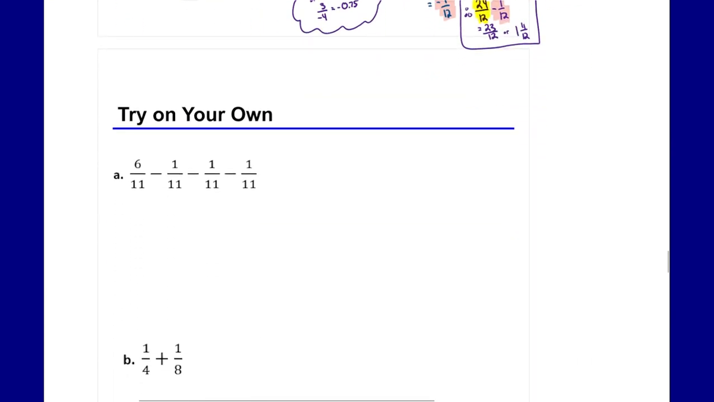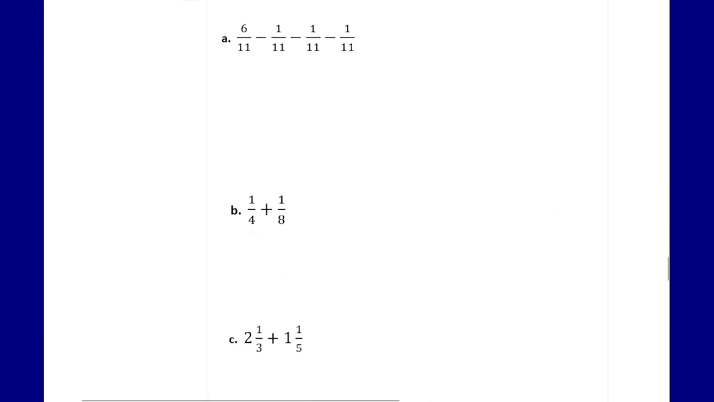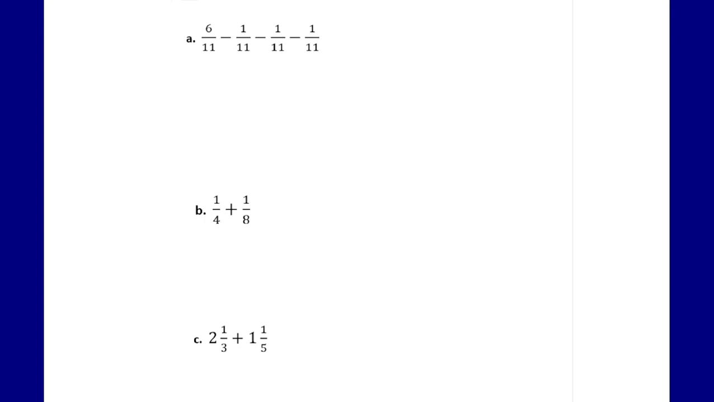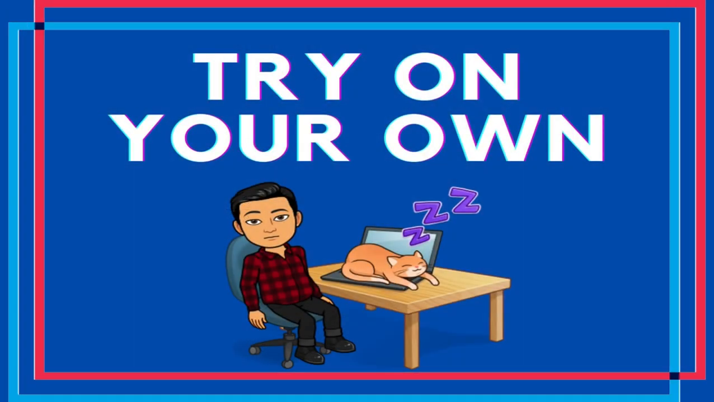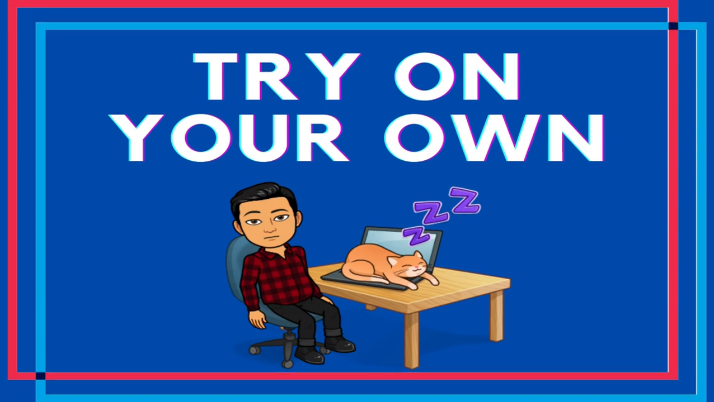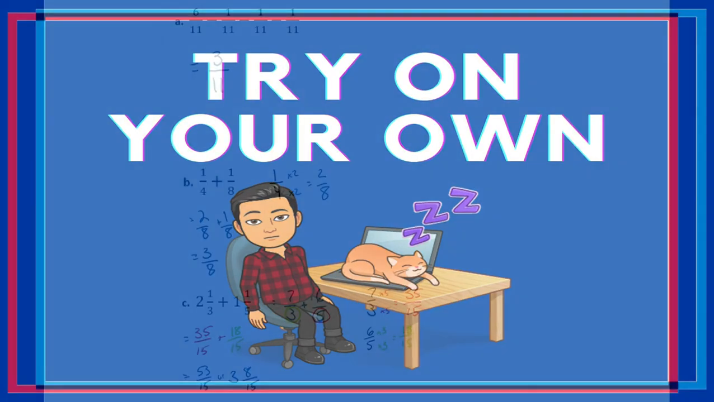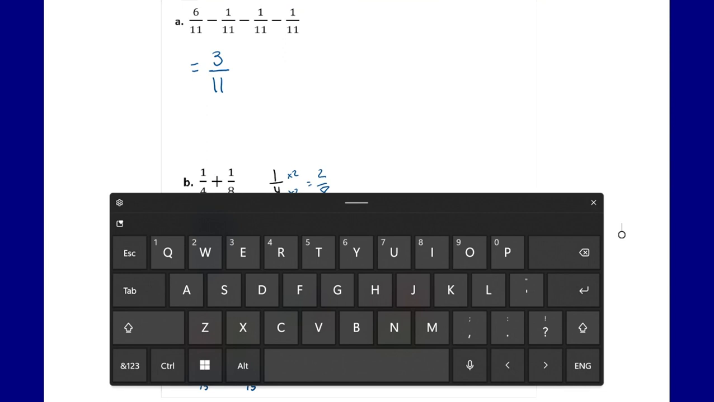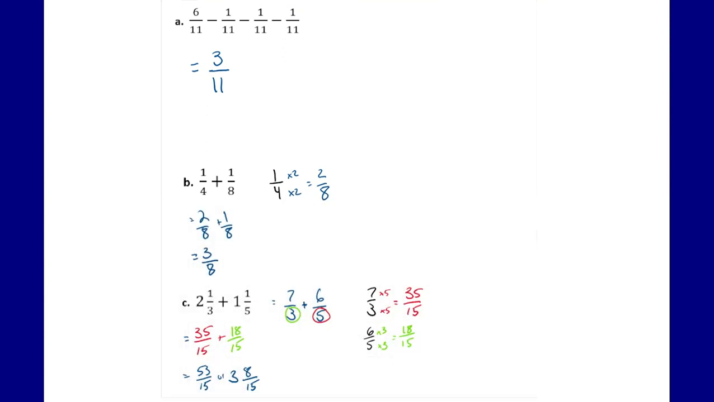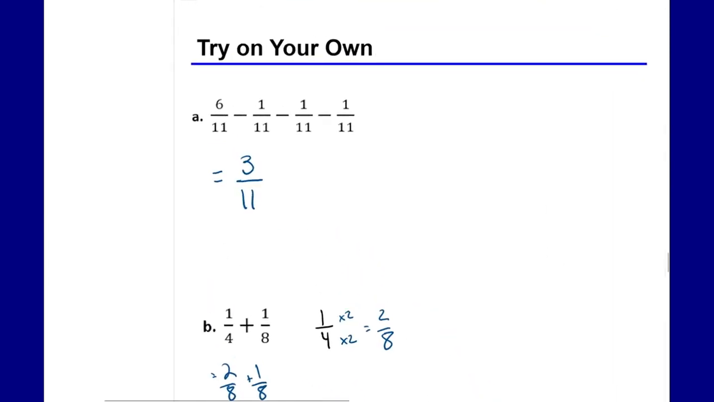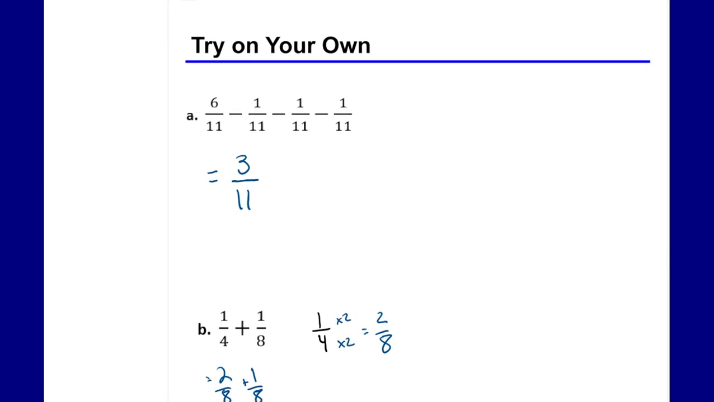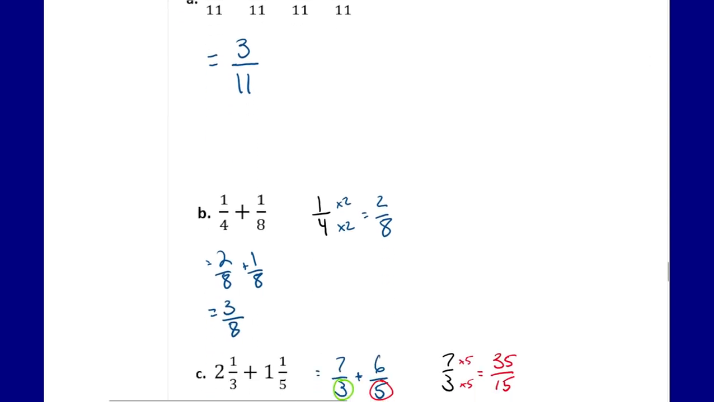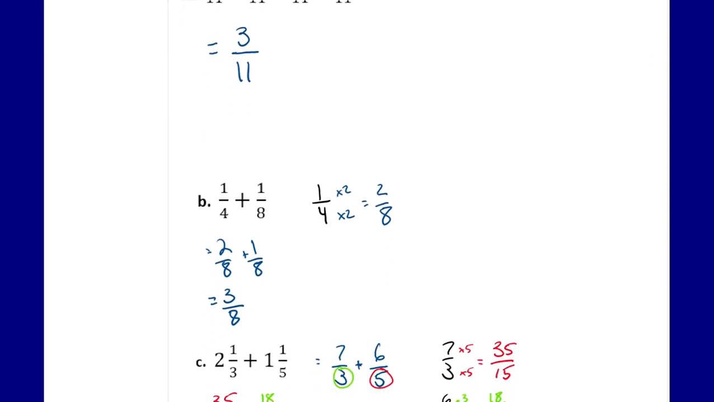So try to go through these ones on your own. I recommend you pause the video, try to go through and add or subtract these fractions and see what you get. If you work through these, here are what our answers should be. So the first one, we should get 3 over 11, right? Common denominator, so we don't have to do anything other than work with our numerators. For B, we should end up with 3 over 8.